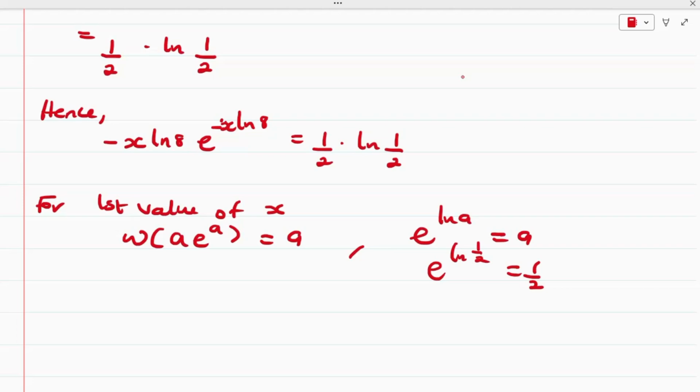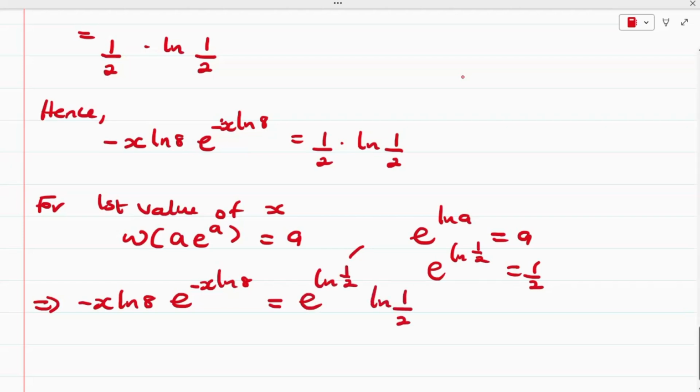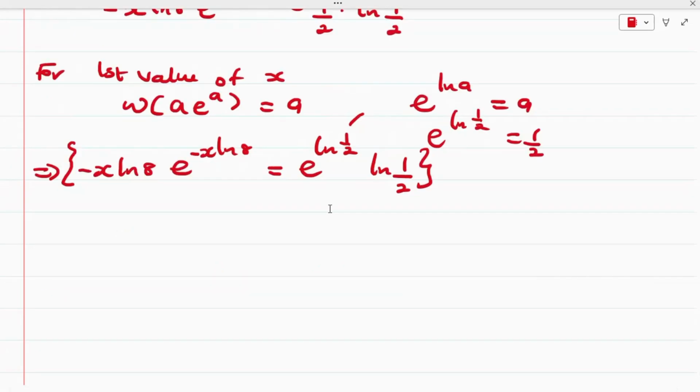So this implies that minus x ln of 8 multiply e raised to the power of minus x ln of 8 is equal to, now in place of 1 over 2, we are going to put e raised to the power of ln of 1 over 2 into ln of 1 over 2. So this becomes the new equation, okay? So from this part right here, all we have to do is to apply the Lambert W function, right? So we have minus x ln of 8 multiply e raised to the power of minus x ln of 8, and this is equal to e raised to the power of ln of 1 over 2 multiply ln of 1 over 2.